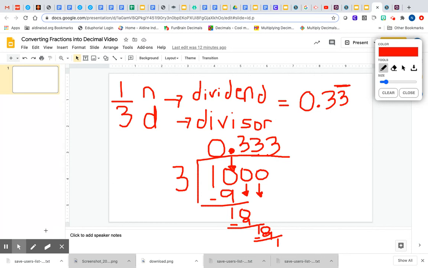So here's an example of how we divide using our fractions. You can use this as a reference to come back to if you ever get stuck with dividing your fractions and converting them into decimals.